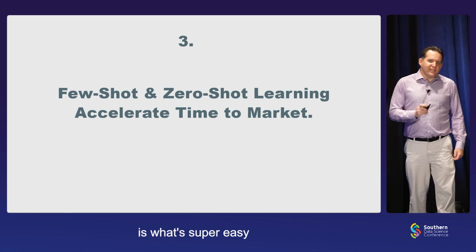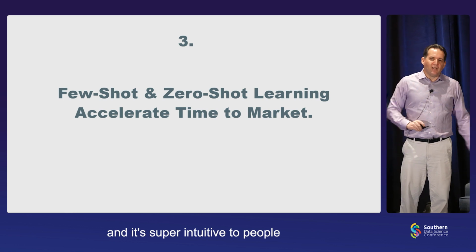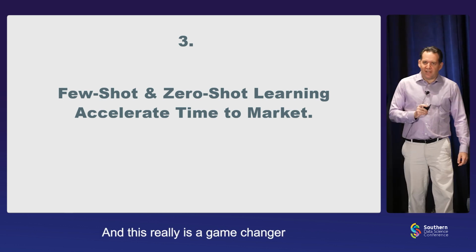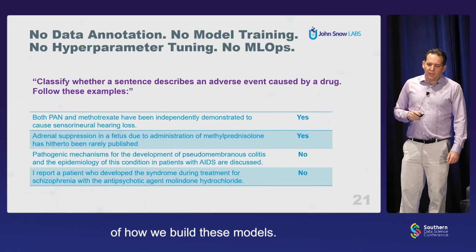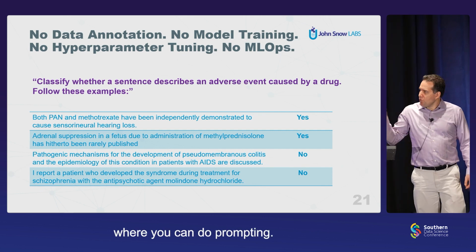What's super easy to do with the new GPT model, and it's super intuitive to people, is doing few-shot and zero-shot learning. Okay, and this really is the game changer in terms of how you build these models. So here's one example where you can do prompting.